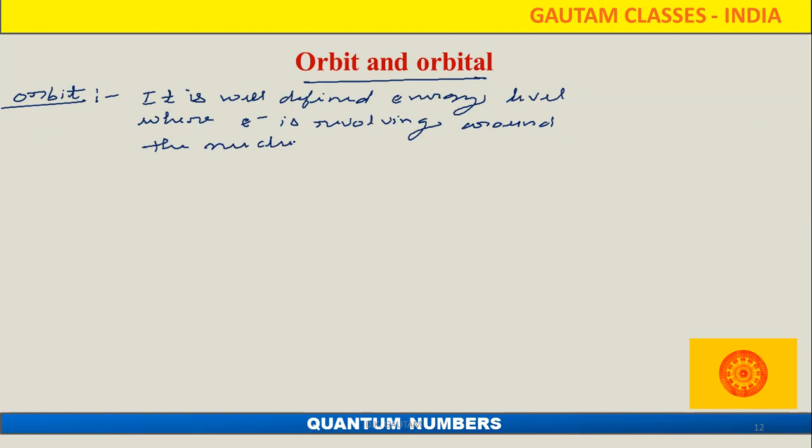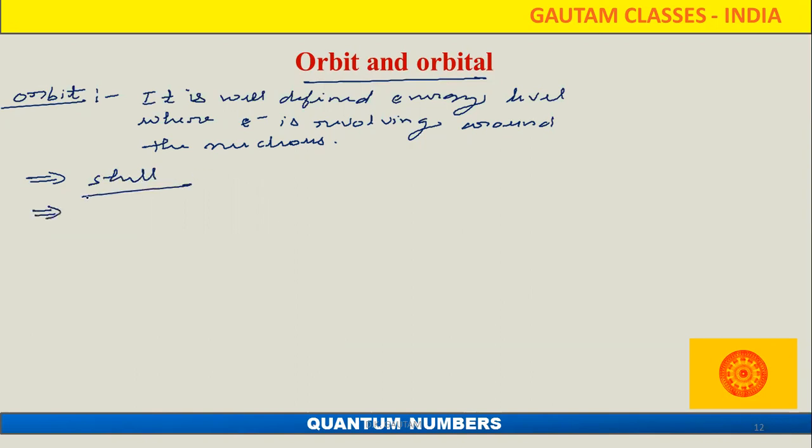Around the nucleus. So look, what is an orbit? It is a well-defined energy level where the electron is revolving around the nucleus. It is also called a shell.